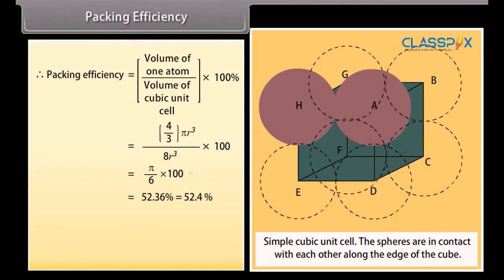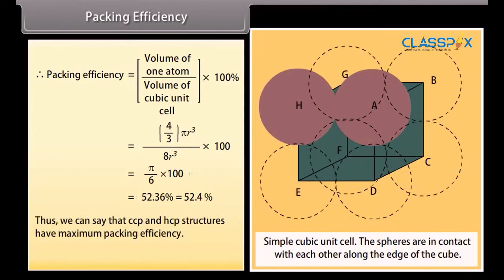which equals 52.36%, which is equal to 52.4%. Thus, we can say that CCP and HCP structures have maximum packing efficiency.